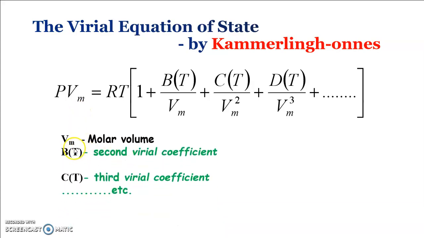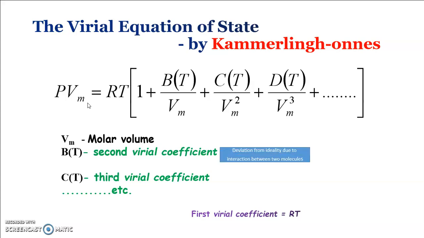Where Vm, as I said, is the molar volume, B of T and C of T etc. are the temperature dependent second, third, etc. Virial coefficients respectively. The first Virial coefficient is evidently equal to RT. The term B represents the contribution to deviations from ideal behavior arising from interaction of a pair of molecules.